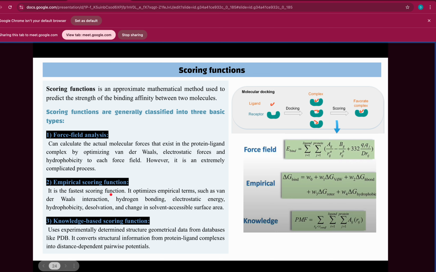This is the fastest scoring function because it optimizes the empirical terms such as van der Waals interactions, hydrogen bonding, electrostatic energy, hydrophobicity, desolvation, and change in solvent accessible surface area. All those parameters are taken into consideration while looking for empirical scoring function, and this is also fastest. Then the third one was knowledge based scoring function, which uses experimentally determined structural geometrical data.